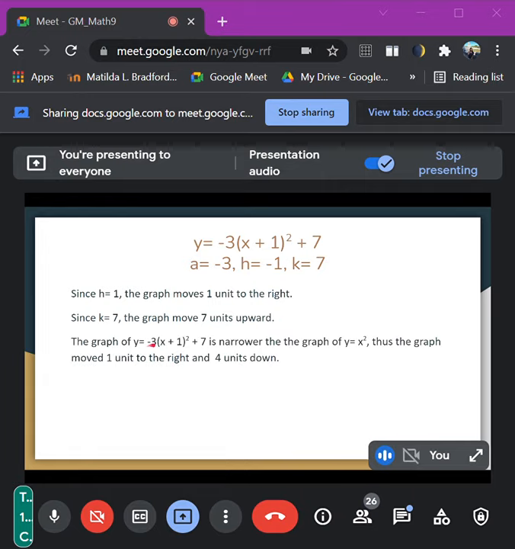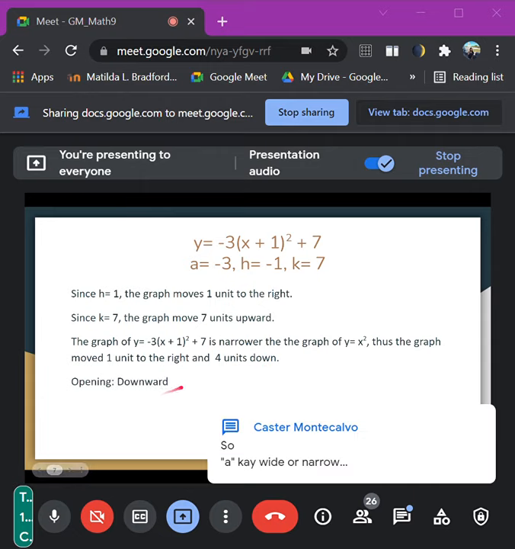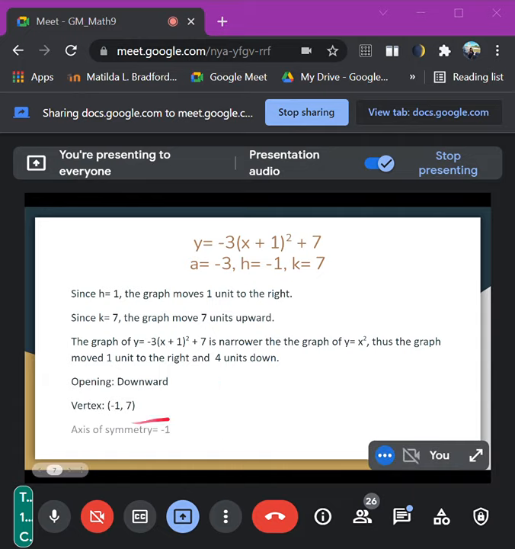And then the graph of y is equal to negative 3 quantity x plus 1 raised to the power of 2 plus 7 is narrower, because 3 is greater than 1, our basis. So the graph moved 1 unit to the left and 7 units upward. The opening is downward because it is negative, the vertex is negative 1, 7, and the axis of symmetry is negative 1.